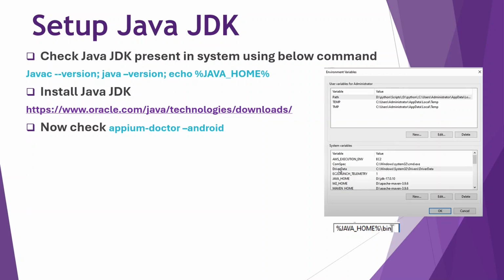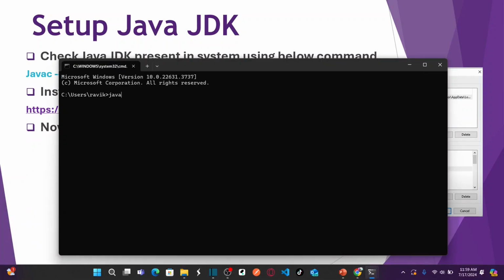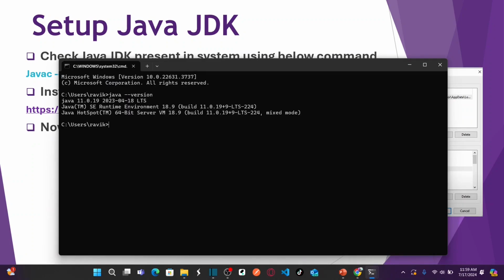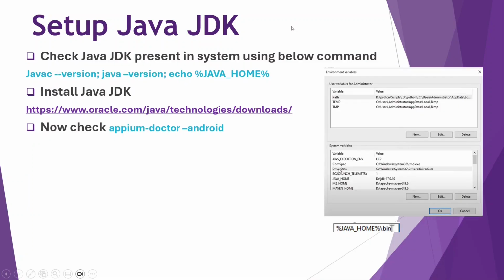Once that is done, let us again check the Java version. Let's go to our command prompt, and here java -version. Now you should see the latest version. See, I can see the latest version, and then javac -version. So this is your compiler version. That means Java JDK is installed in our system and it is ready.